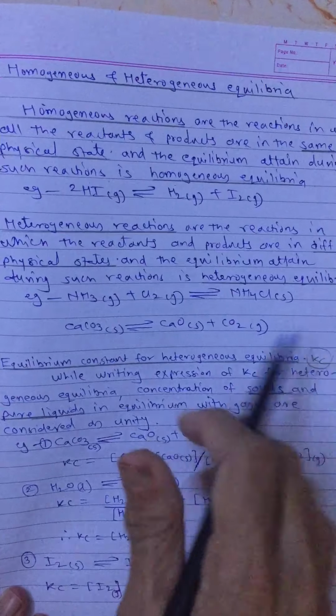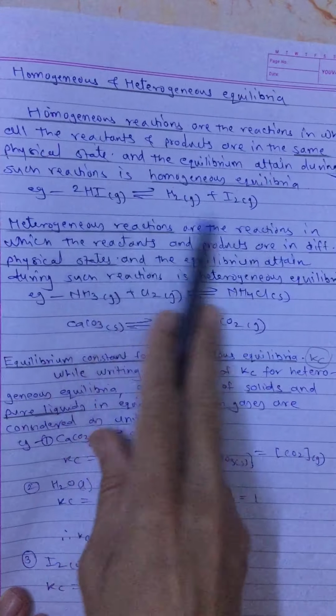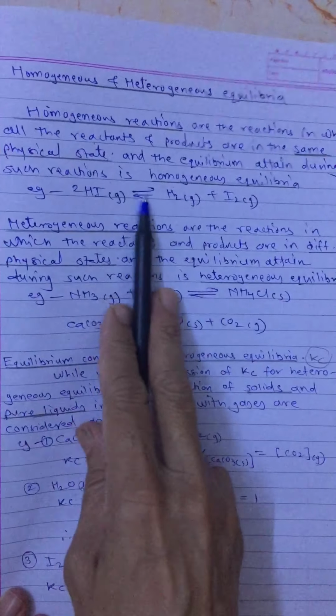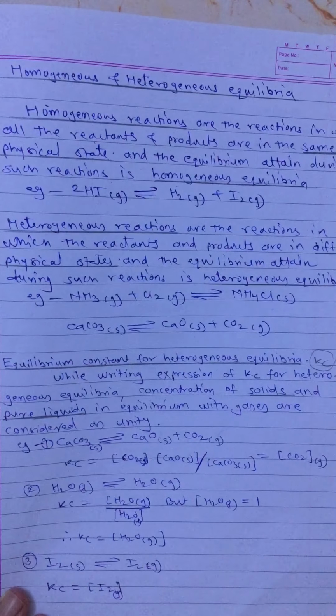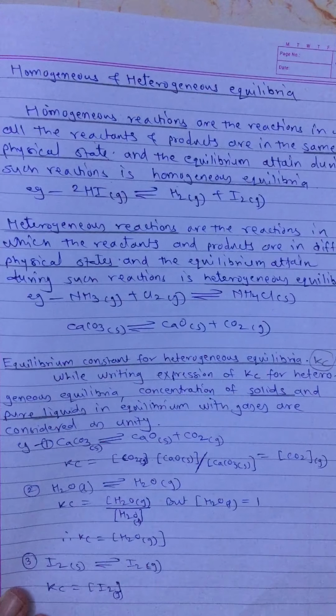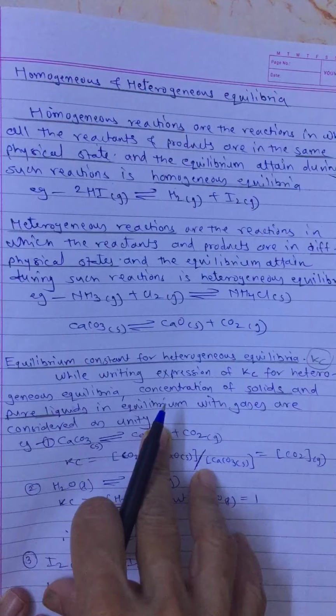So for example, 2HI giving H2 plus I2, all are in gaseous state. So at equilibrium, all the reactants and products are in gaseous state, same phase, same state, and therefore it is homogeneous equilibrium.